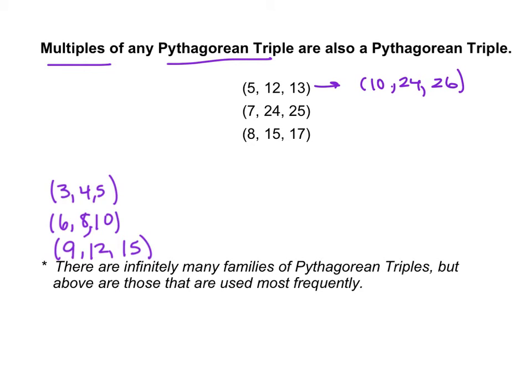So just a side note, when we list off our Pythagorean triples, the first two numbers are always going to be the legs of the triangle, and then the last number is always the hypotenuse. Okay? So I think it makes sense to say there are infinitely many families of Pythagorean triples, but above are the ones that are used most frequently. The 3, 4, 5 is another frequent one. But you can always multiply by 2, by 3, by 5, by 100, and you get another Pythagorean triple, which is why there are an infinite number of them.